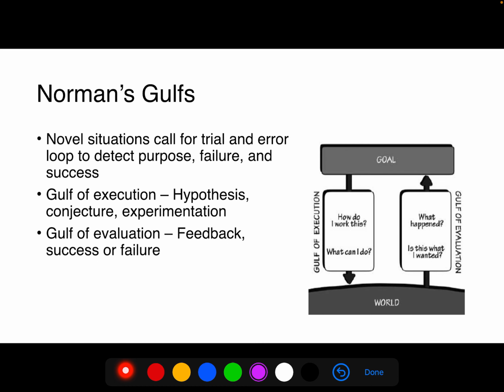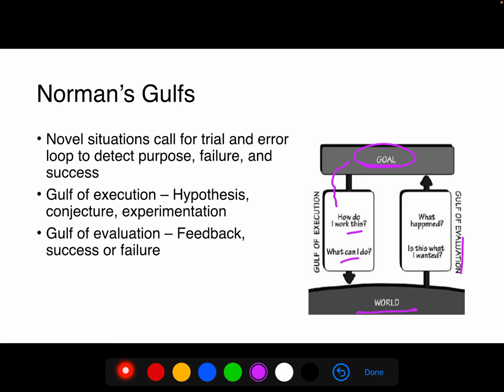And these are Norman's goals, from Don Norman's work. It's essentially a circular nature of action. Let's start up here. We have a goal. We want to execute the goal, so we step into the gulf of execution, where we try something, based off of our decision of how we work it and what we can do. That then is an input into the world. We get a new world state, and we evaluate if it meets what we wanted. That's a trial and error loop.